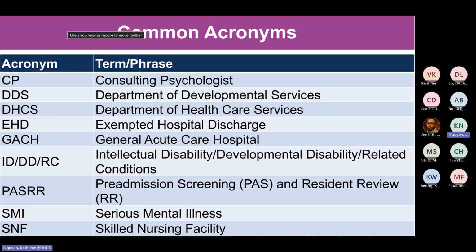EHD means Exempt Hospital Discharge. This is the only exemption from the PASRR process. GACH refers to General Acute Care Hospital. IDDRC stands for Intellectual Disability, Developmental Disability, or Related Conditions. PASRR stands for Pre-Admission Screening and Resident Review, RR. SMI means Serious Mental Illness, and SNF refers to Skilled Nursing Facility.